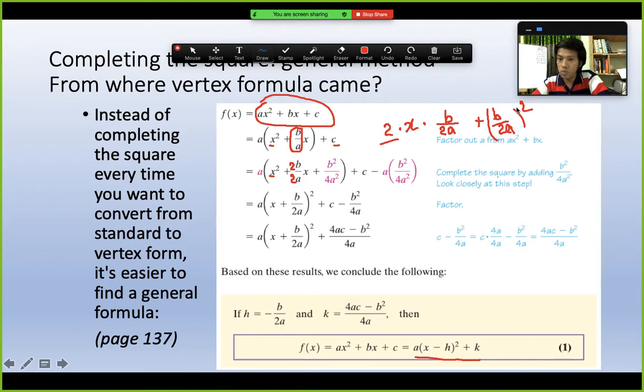So b by 2a whole square, that means b square, and 2a whole square means 2 square means 4, a square means a square, so 4a square. That's why 4a square came, b square by 4a square came.